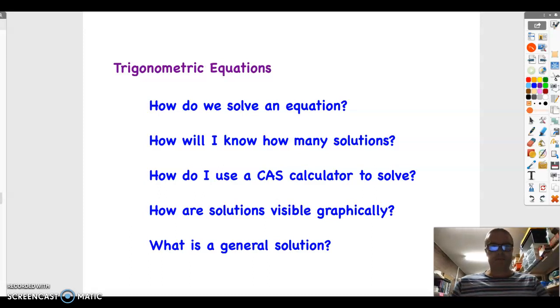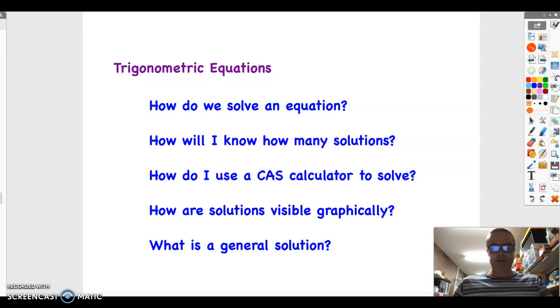Hello everybody. Today we're going to look at solving trigonometric equations. We'll look at how we solve an equation, talk about how we know how many solutions to expect from an equation. CAS calculators can be used to solve trigonometric equations. We'll look quickly at how to use the CAS calculator properly.